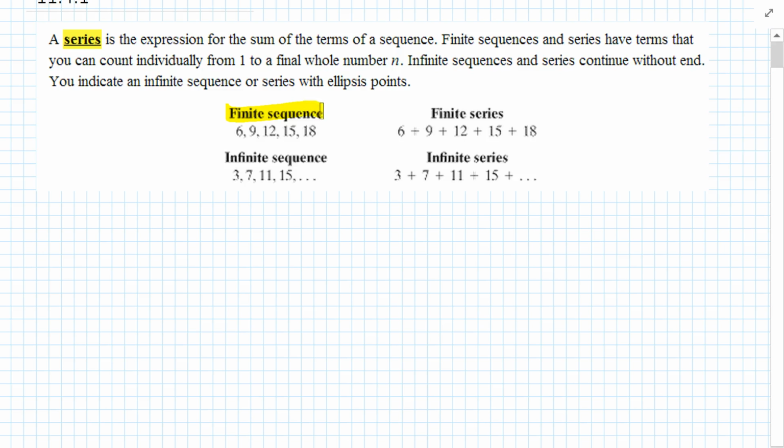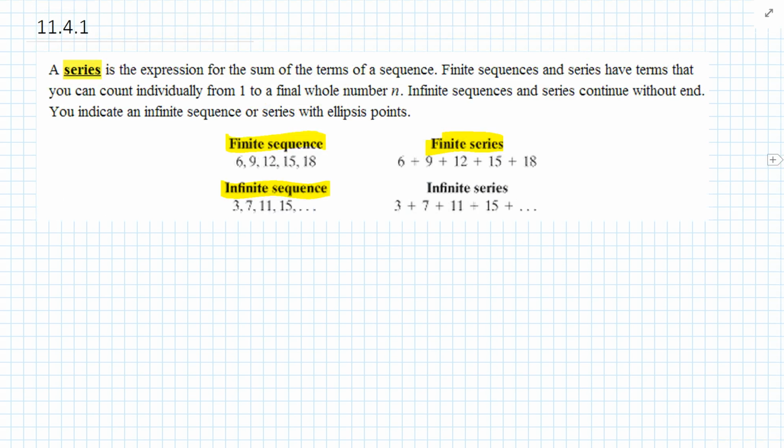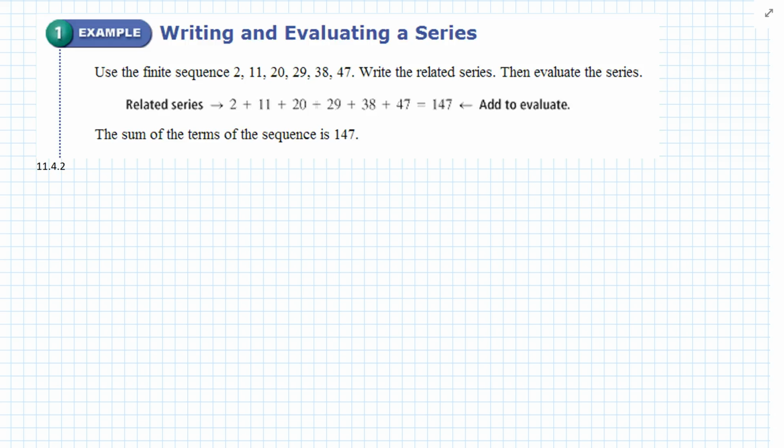So here's a finite sequence and a finite series. You notice the only difference is that for the series you put a plus sign in between. Here is an infinite sequence with the ellipsis points, and an infinite series with the plus signs and the ellipsis points. So, writing and evaluating a series.